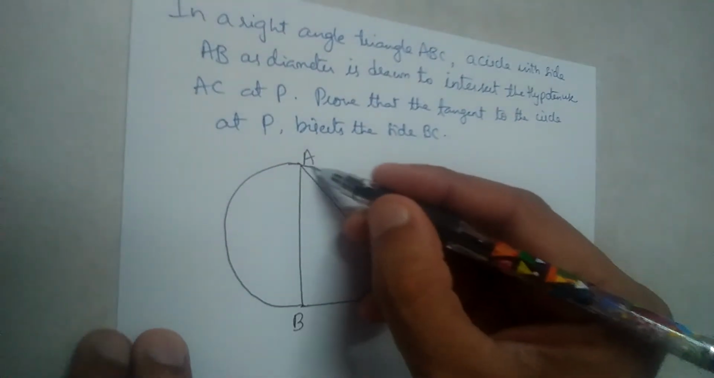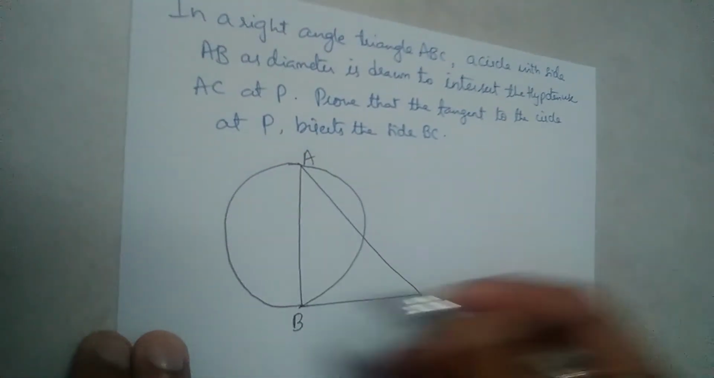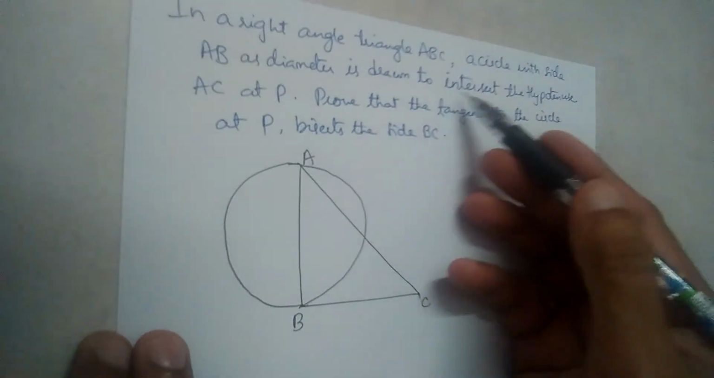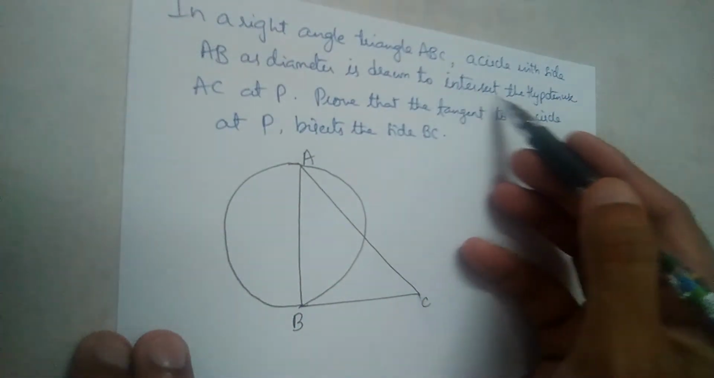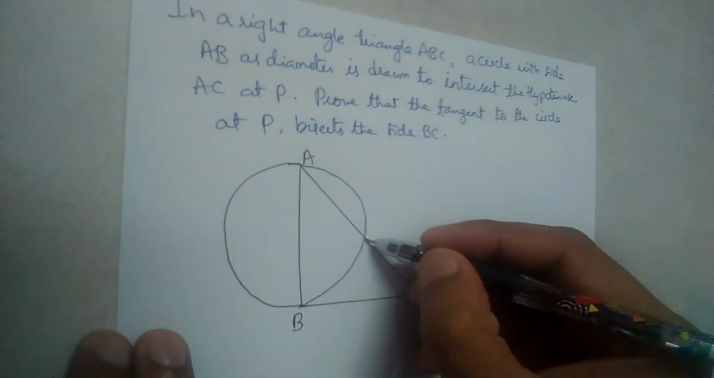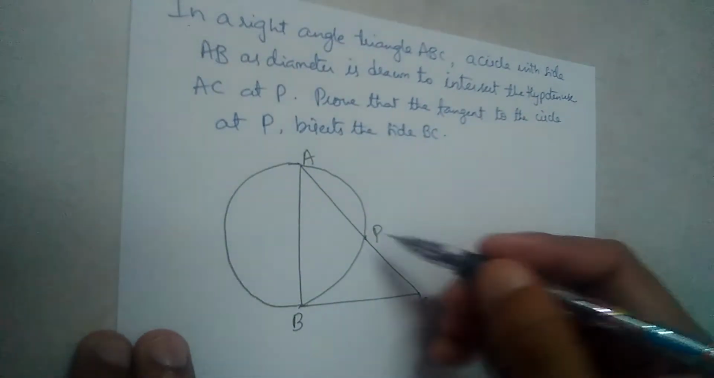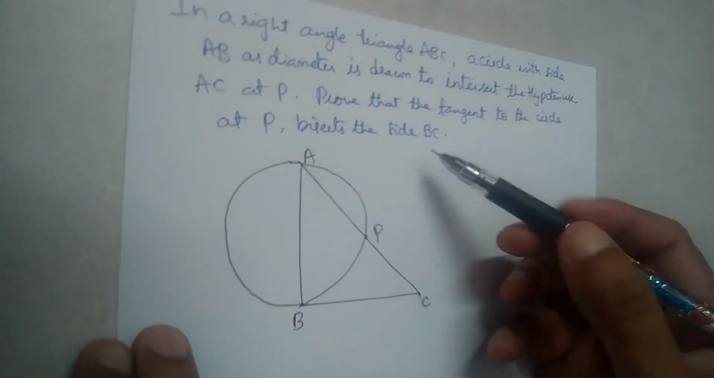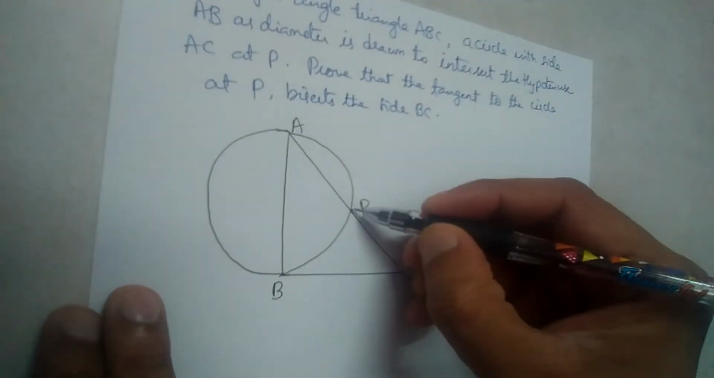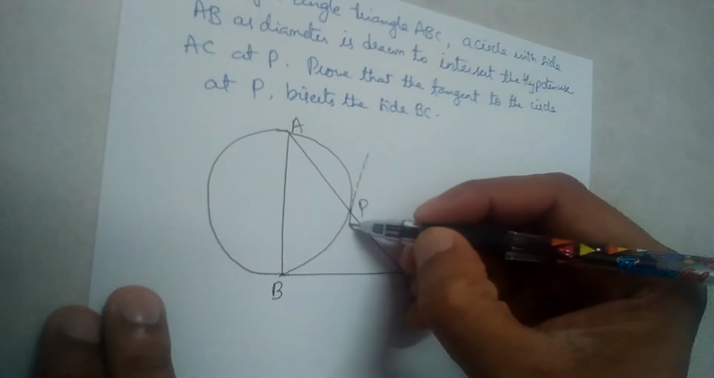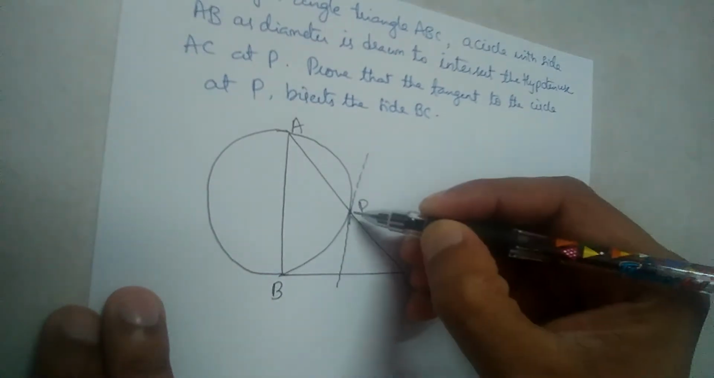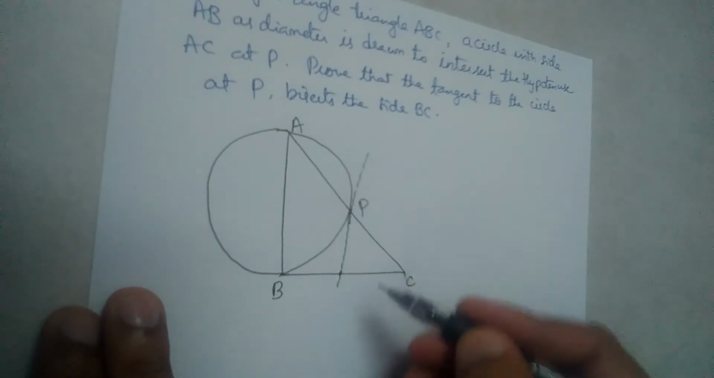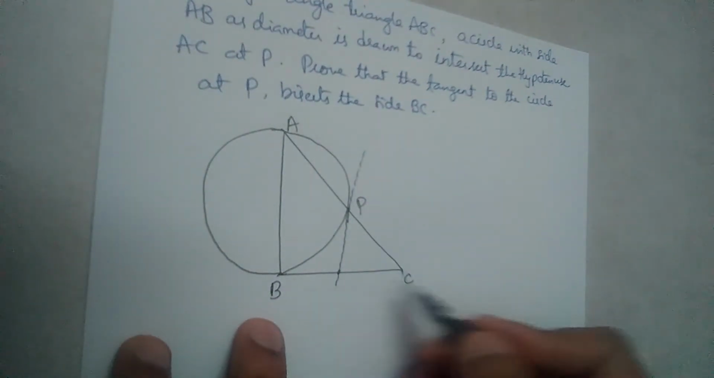AB is the diameter of that circle. So this is a circle and AB is the diameter, and that circle is intersecting the hypotenuse AC at point P, here at point P. Now prove that the tangent to the circle at P bisects the side BC. If we draw a tangent from P, we should prove that this tangent will bisect BC.